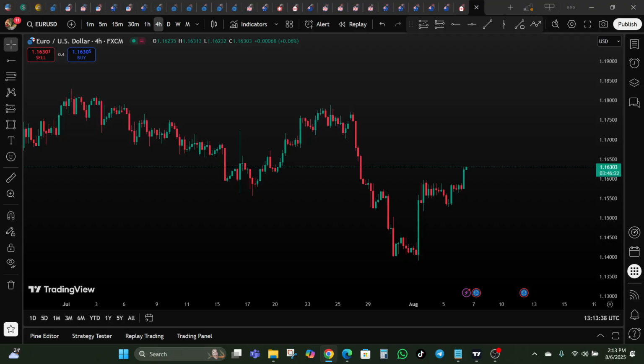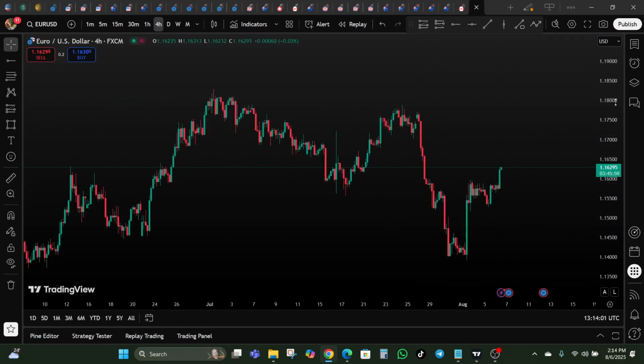Now let us talk about one of the most effective ways to catch clean market reversals using nothing but volume and support and resistance zones. This is a high confidence day trading strategy that you can apply right away. So what is the core concept of this strategy?